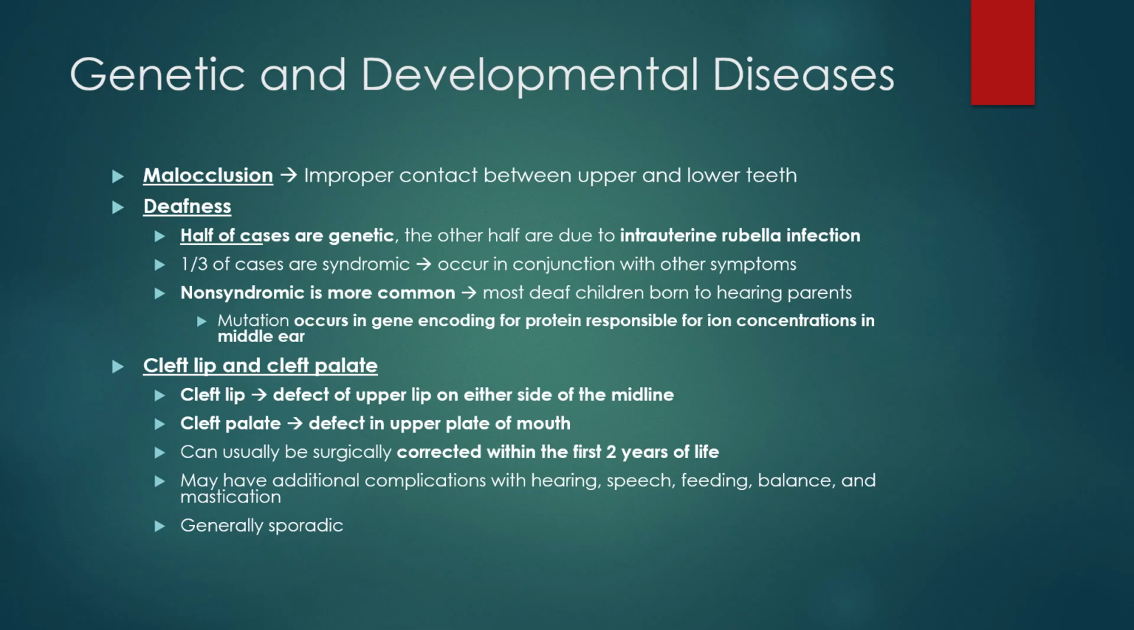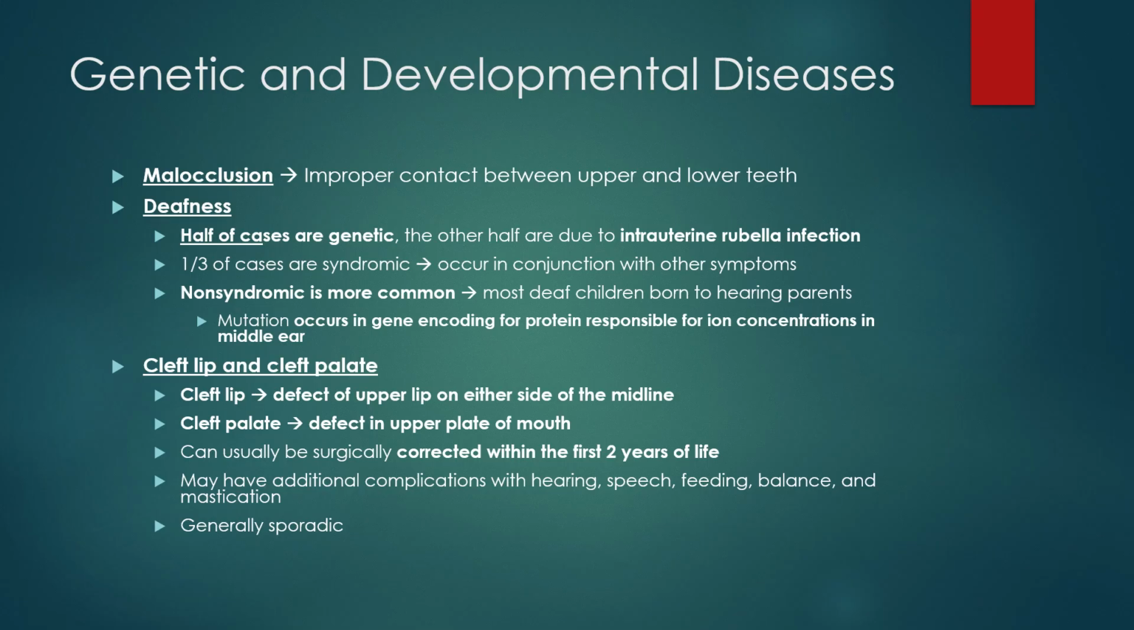These defects form very early in gestation, often before a pregnancy is even recognized. Some clinical implications. Although these defects can usually be surgically corrected within the first 2 years of life, they can create significant complications, including feeding difficulties, speech impairment, recurrent ear infections, hearing loss, balance issues, and difficulties with mastication. Again, the issue is primarily structural, not inflammatory or neoplastic.